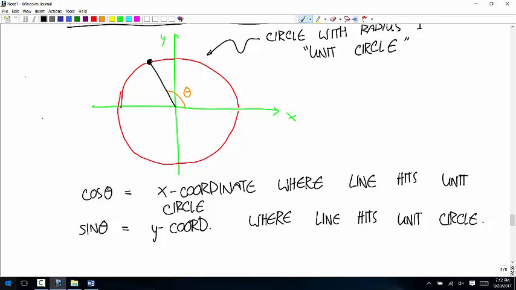What about, let's say we go to 260 degrees or something, almost all the way around. We'd have a line going down like that, and the point that matters is here. Would the x coordinate be positive or negative? Negative. And so cosine of 260 is negative. Would the y coordinate be positive or negative? Also negative. So sine of 260 is also negative.